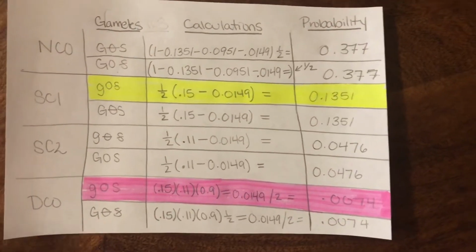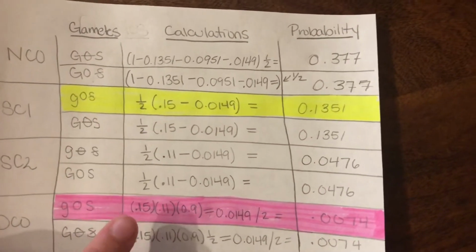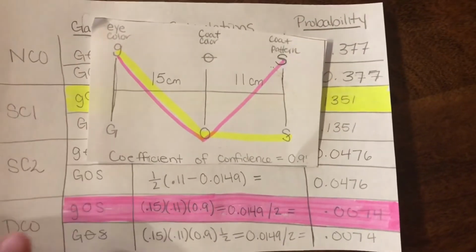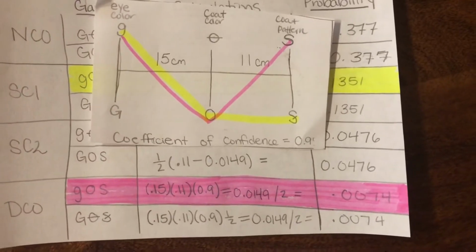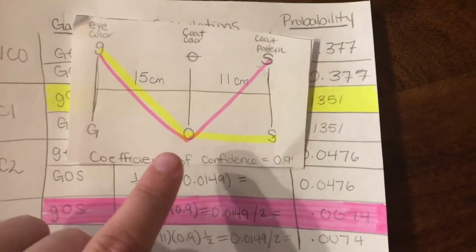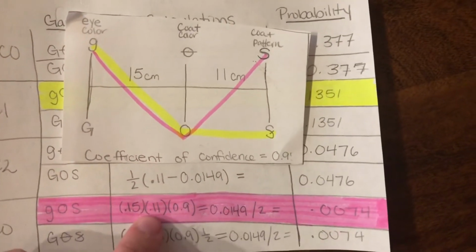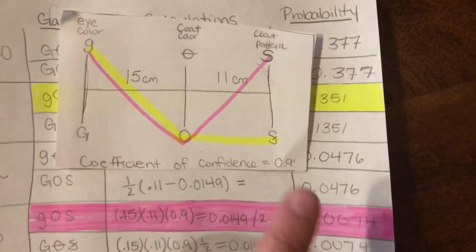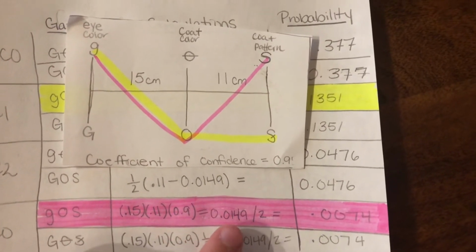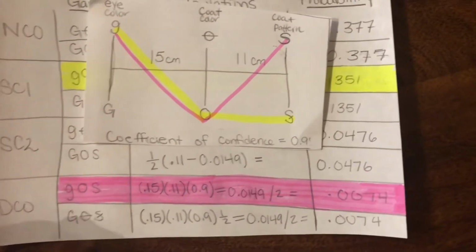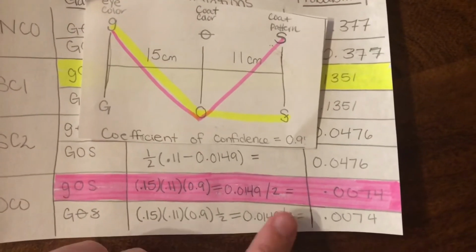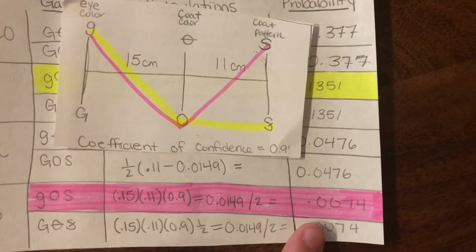So diving a little further into this double crossover calculation right here, you can see this double crossover in pink here. The probability would be calculated by doing the distance between locus 1 and locus 2, which is 15, the distance between locus 2 and locus 3, which is 11 centimorgans, and then multiplying all of that by the coefficient of confidence. Now that would produce this number right here, which is the probability of all double crossovers, but what we want is the probability of just this double crossover, so what we would have to do to get that number is divide by 2, which would give us the 0.0074.